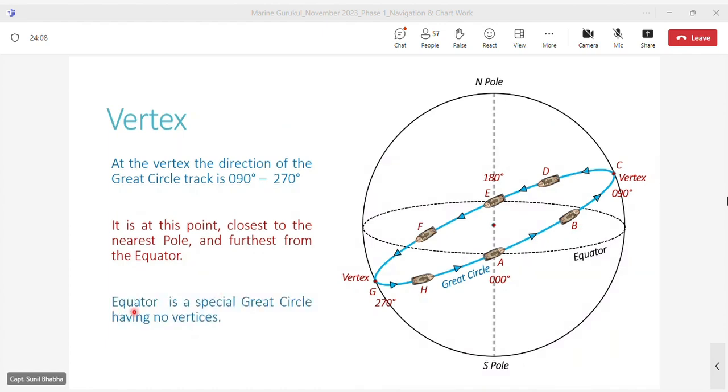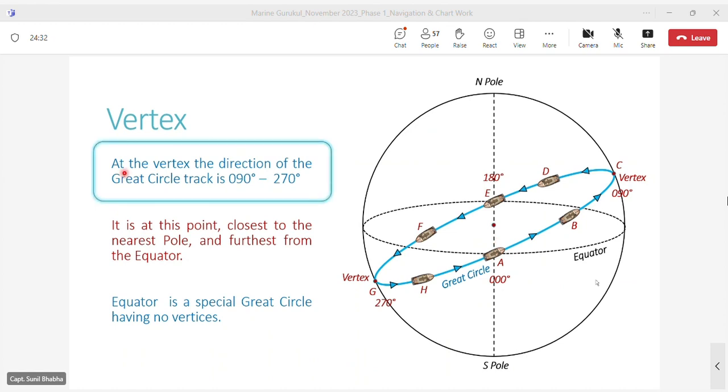Now, considering the equator, the equator is a special great circle having no vertices. Every point on the equator is at 0 degree latitude. So when you are moving on the equator, there is no point which has a highest latitude. Every point is at 0° latitude. So the equator is a special great circle having no vertices.